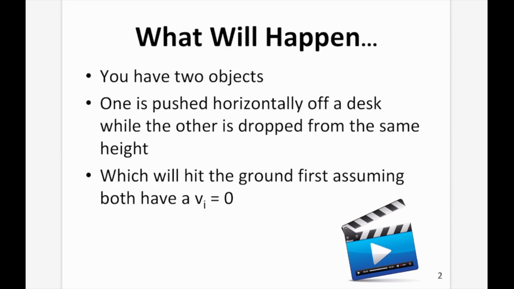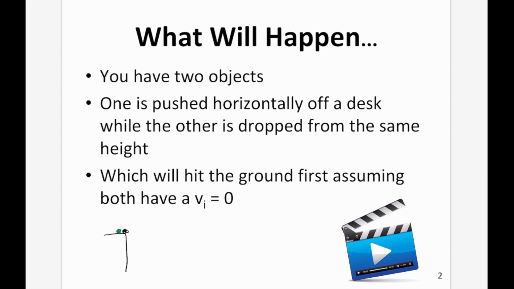So now that you've watched that video, think about what's going to happen. You have two objects. One is pushed horizontally off a desk, while the other is dropped from the same height. So what do I mean by that? If we have a desk like this, and you have two objects, we're going to have object one here, and we're going to have object two here.